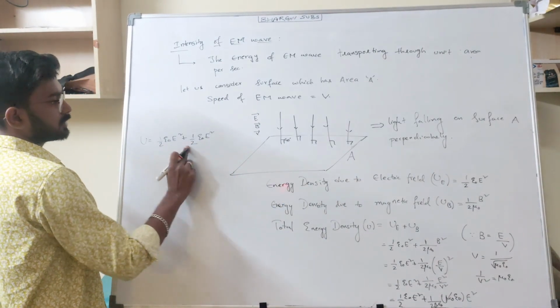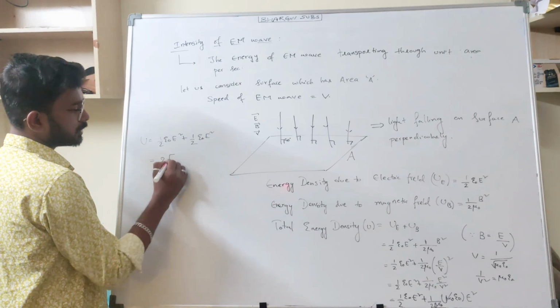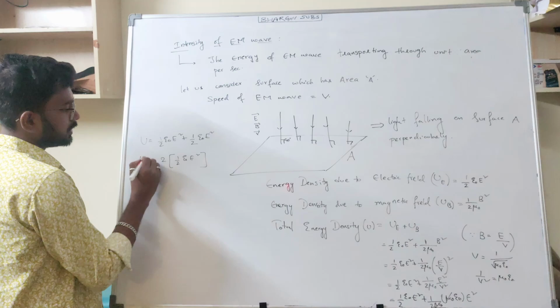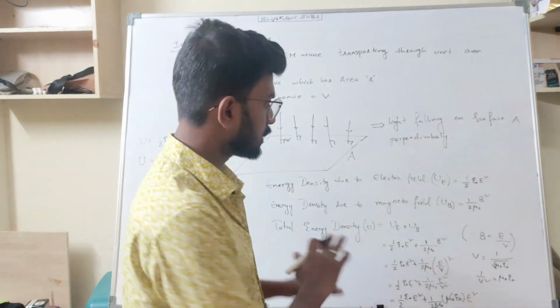Okay, so half epsilon naught E square plus half epsilon naught E square, like total how much? 2 into half epsilon naught E square. Okay, this is the total energy density.